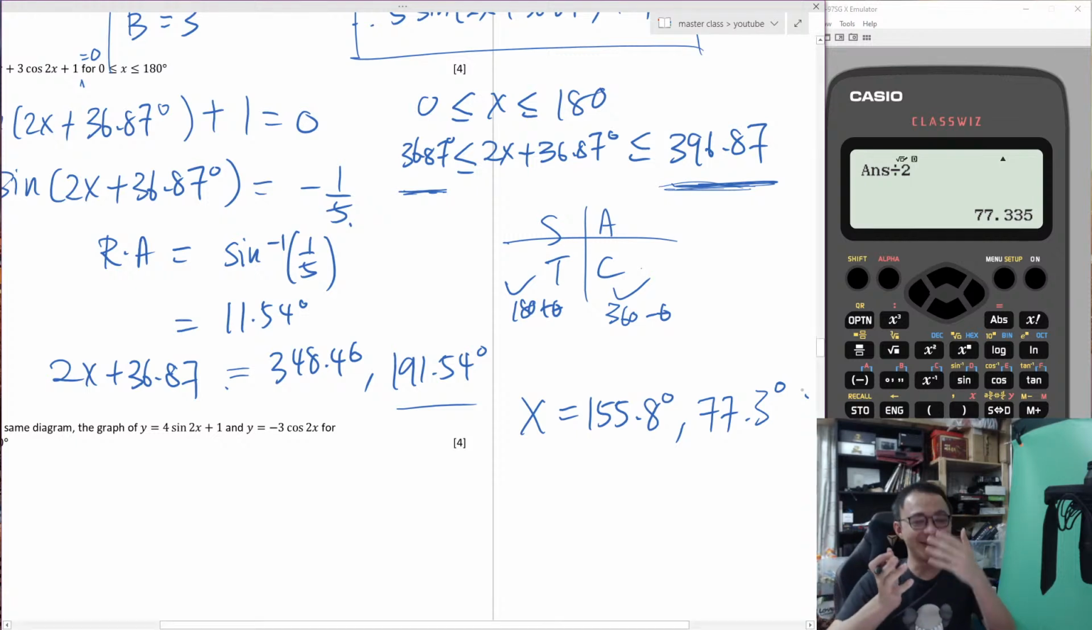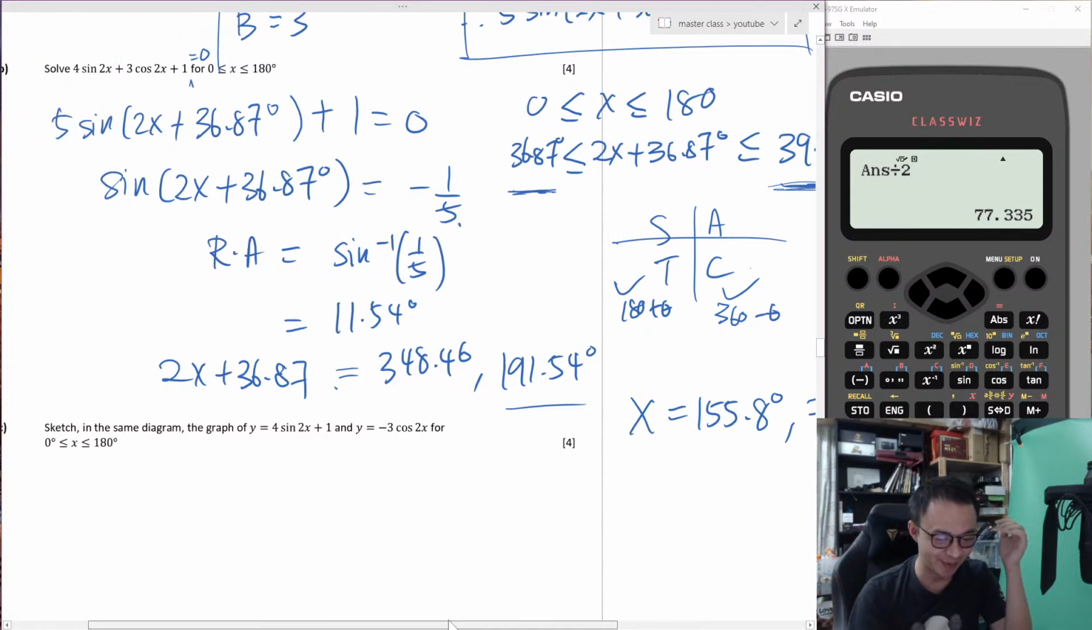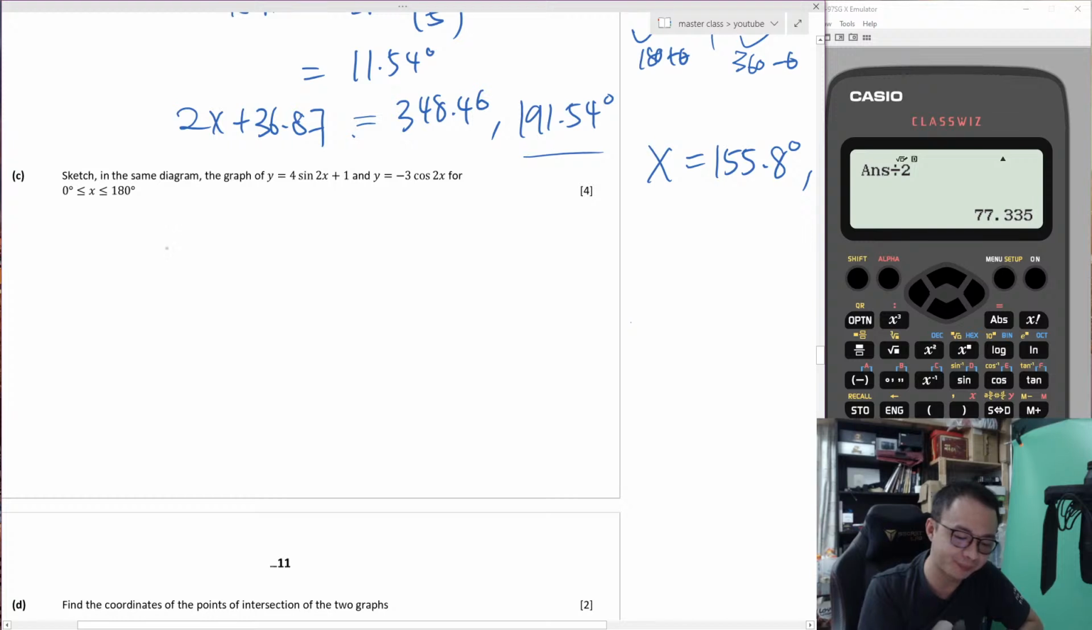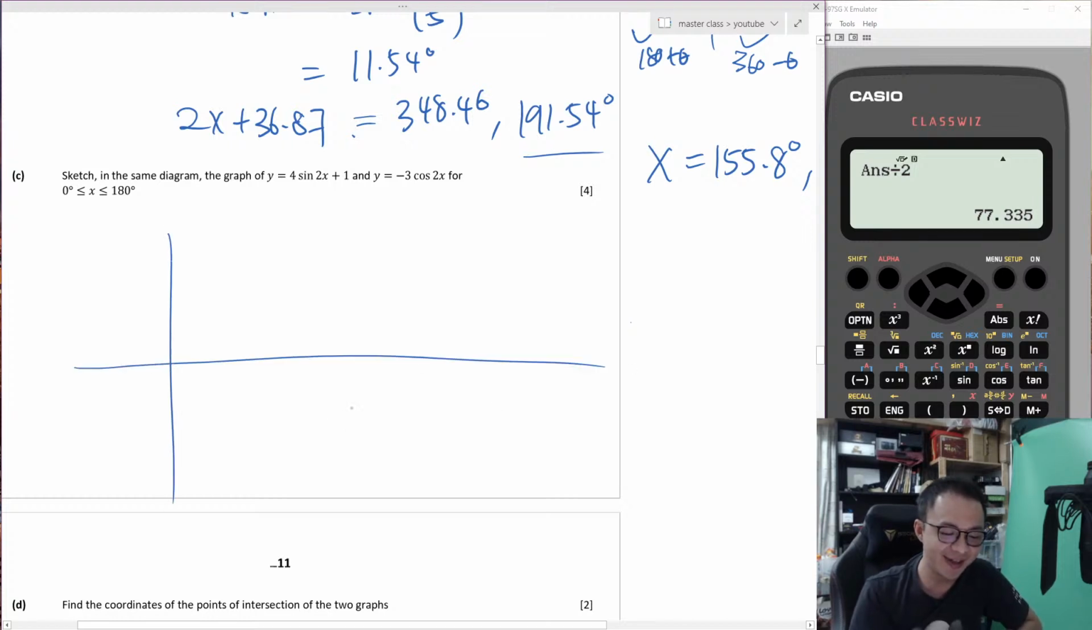So everything good? Yeah, is everything good? We're going to move on. Sketch the same diagram for both of these. Okay, let's sketch it. So this one is plus 1. We have a 1 here.